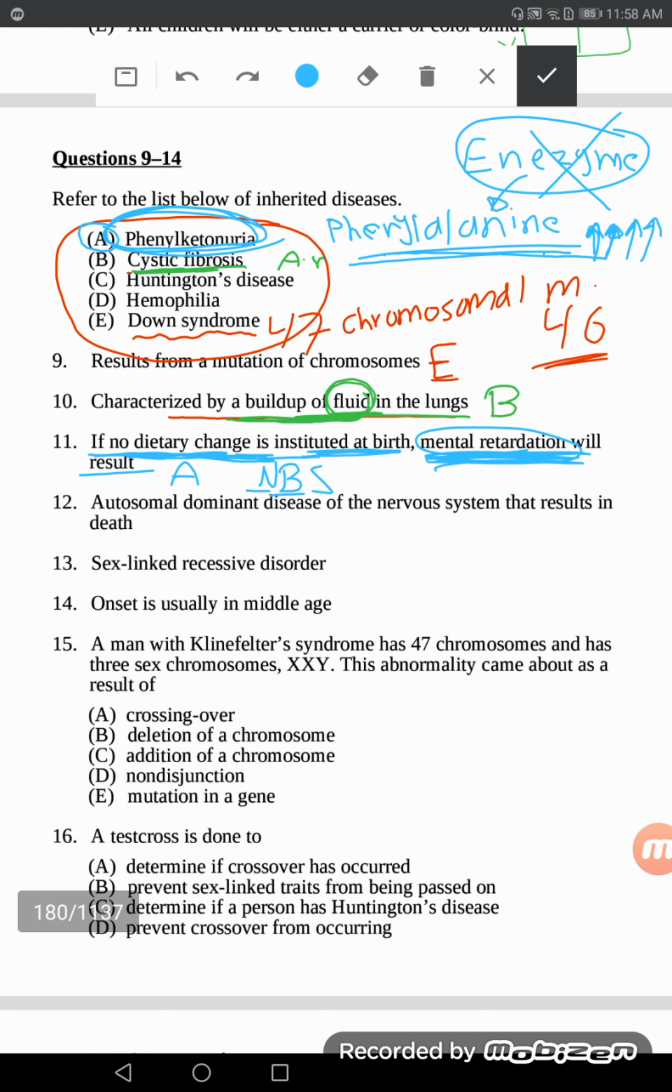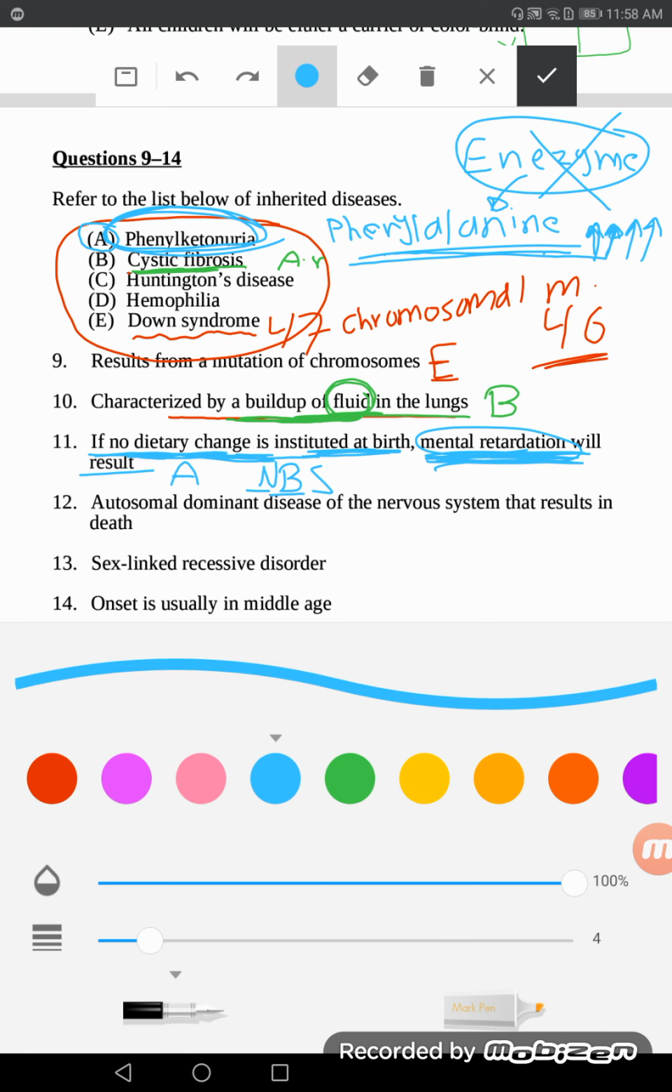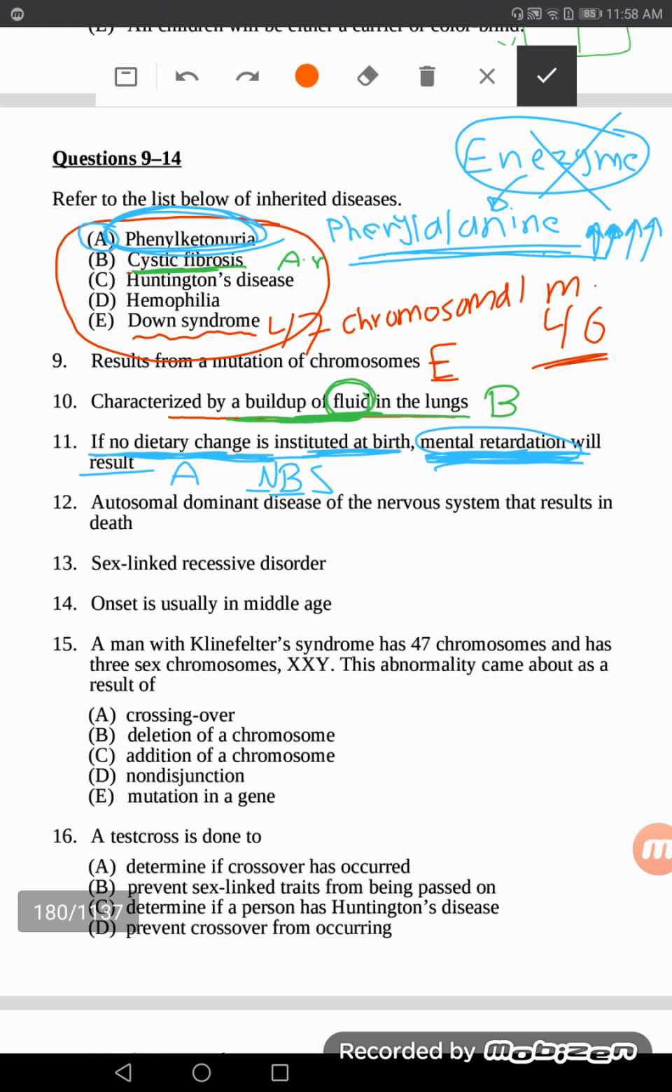If they know that it's positive, then they will substitute the diet for it, okay. So that says about question 11. And now let us move to the next question. Question 12. It's an autosomal dominant disease of the nervous system that results in death.